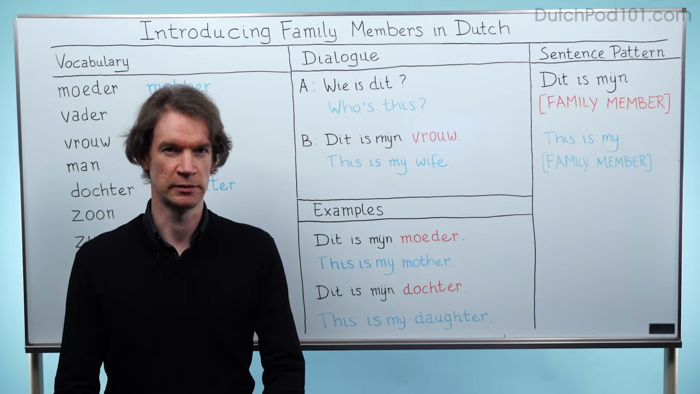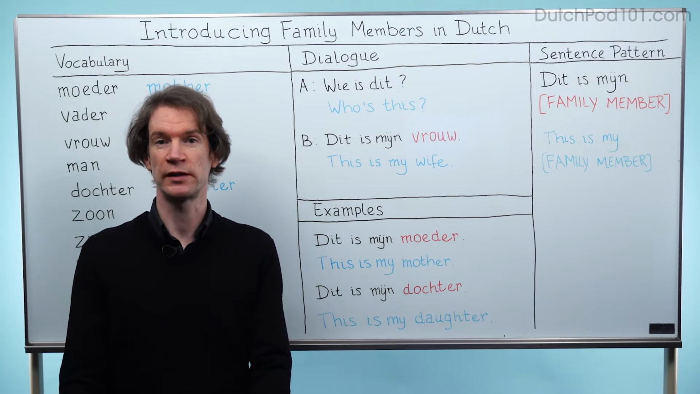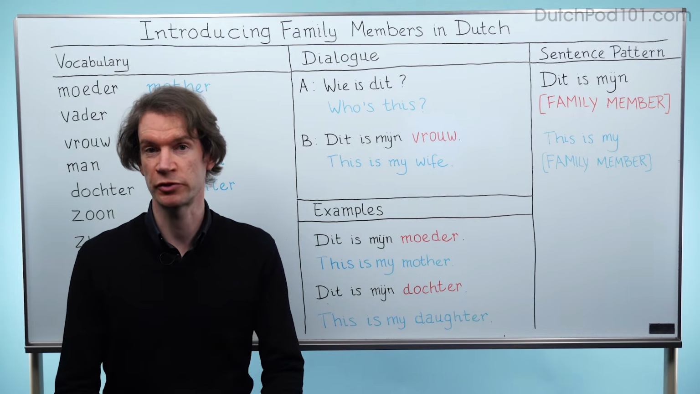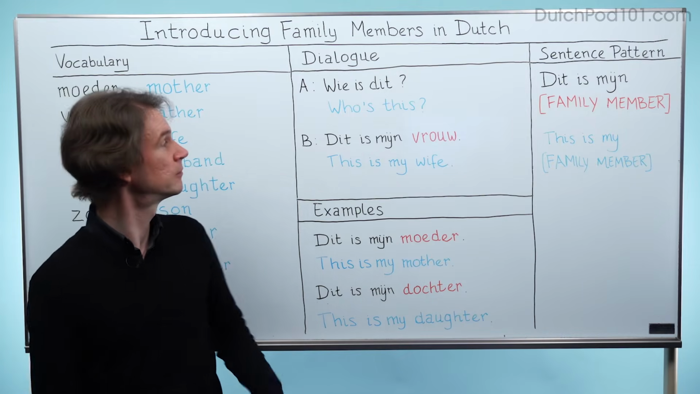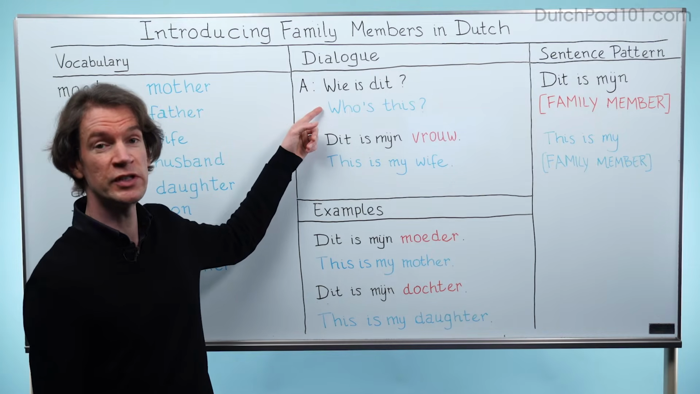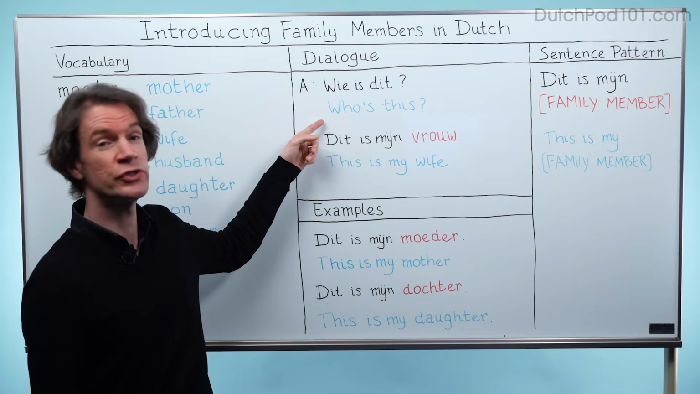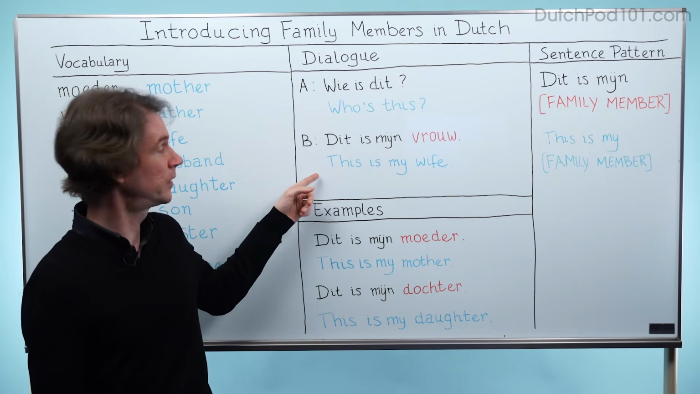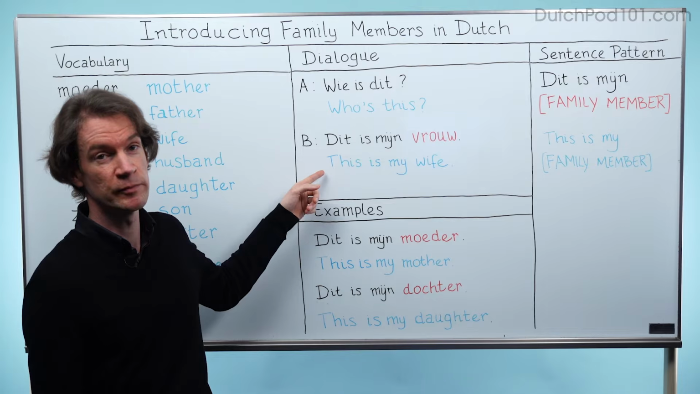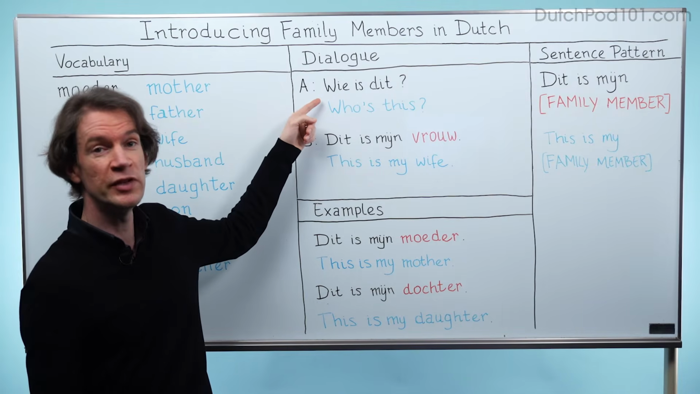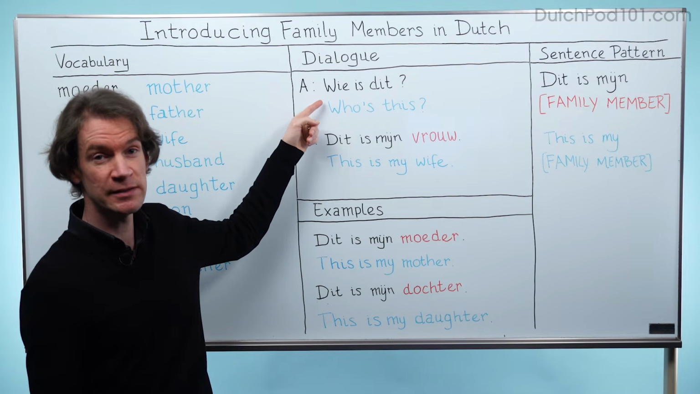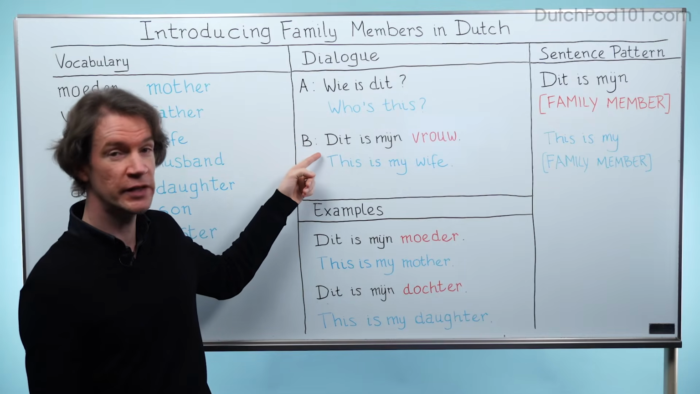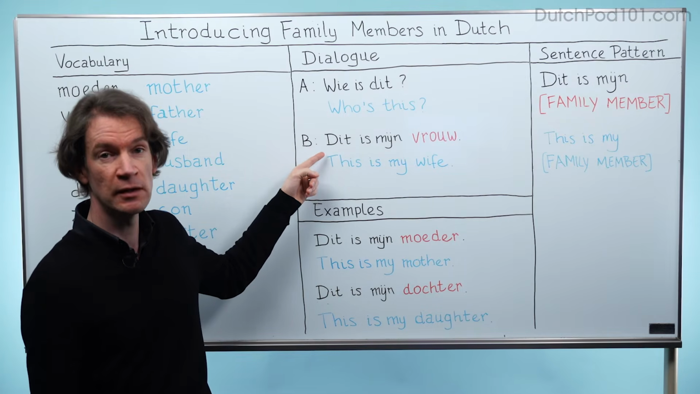Let's look at the dialogue. Say two colleagues are chatting in an office and one notices a photograph on the other's desk. Wie is dit? Who's this? Dit is mijn vrouw. This is my wife.